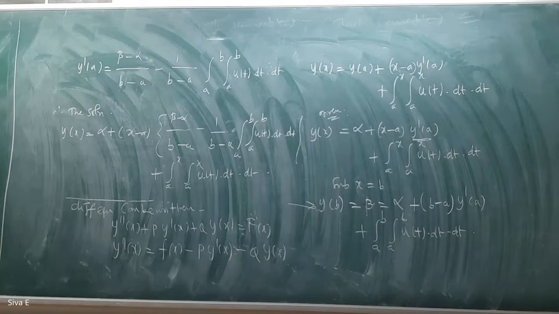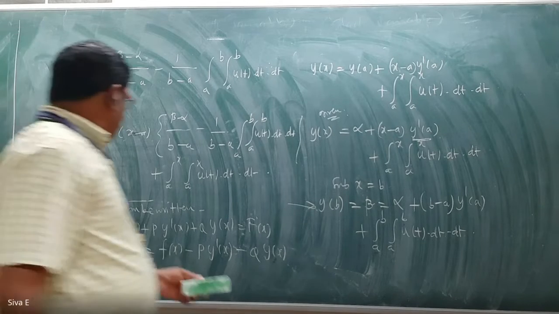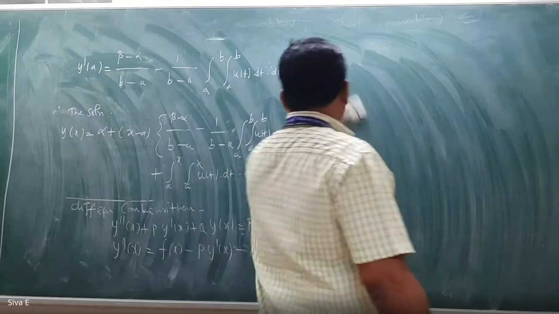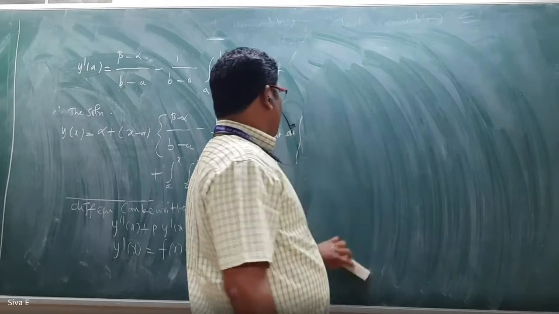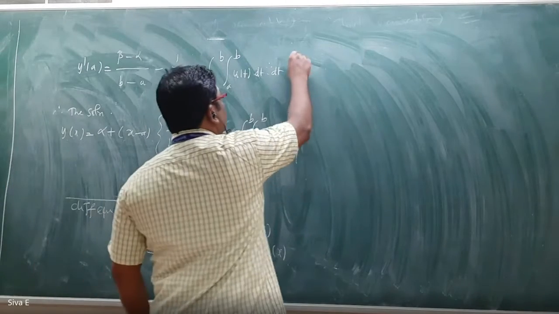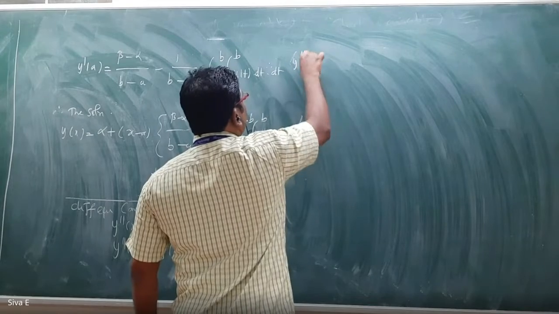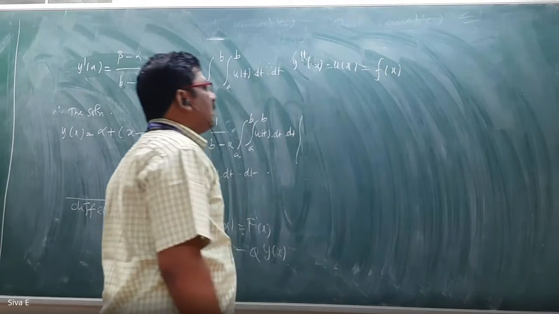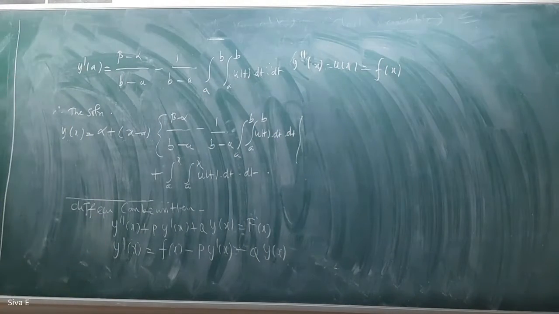That is u of x equal to, what is the required equation? You have to write the integral equation in terms of u of x. Is it not? That is the Fredholm integral equation. What is the Fredholm integral equation? Y double dash of x equal to u of x, that is equal to f of x. So we got the format of Fredholm integral equation now.